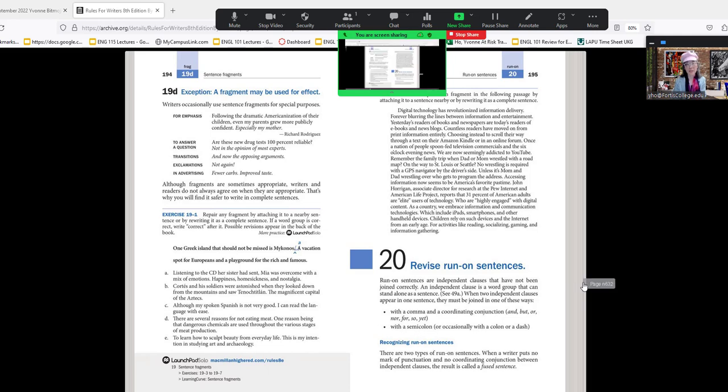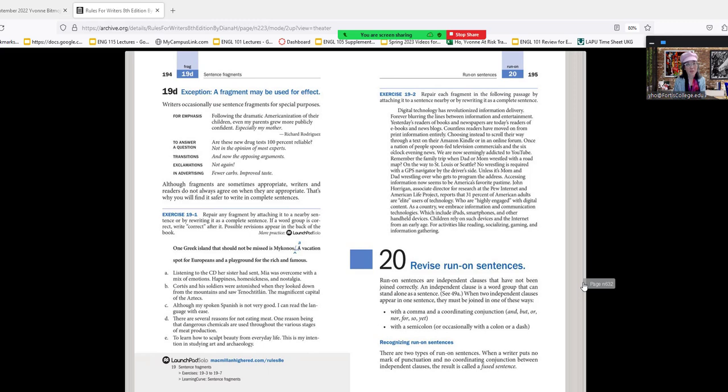Run-on sentences are independent clauses that have not been joined correctly. An independent clause is a word group that can stand alone as a sentence. When two independent clauses appear in one sentence, they must be joined in one of these ways: with a comma and a coordinating conjunction (and, but, or, nor, for, so, yet), with a semicolon, or occasionally with a colon or a dash.